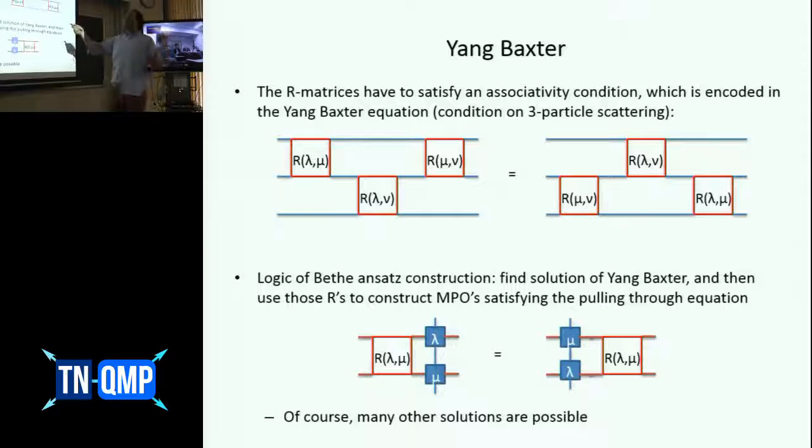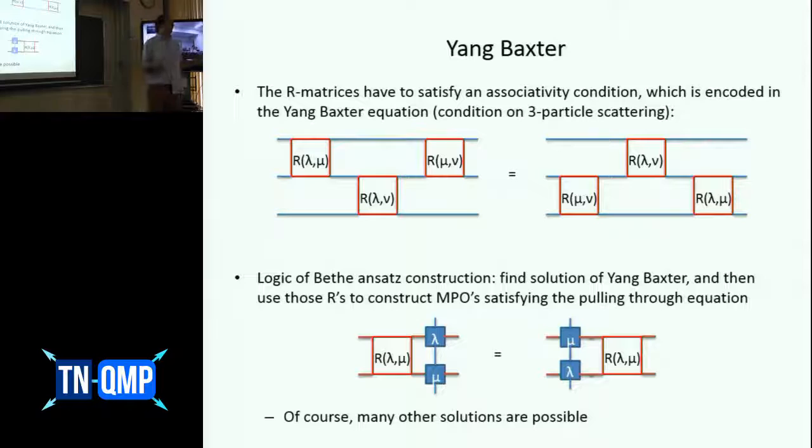It turns out that if you look carefully at this equation, lambda mu mu lambda times R, and you look at the indices in a different way, you can immediately see that by choosing the tensors lambda and mu themselves as an R matrix, this equation is completely equivalent to this equation. That's called the fundamental solution, the fundamental representation of your Yang-Baxter equations, where your matrix product operator is itself given by these R matrices. But of course, there are many other solutions that you can take.